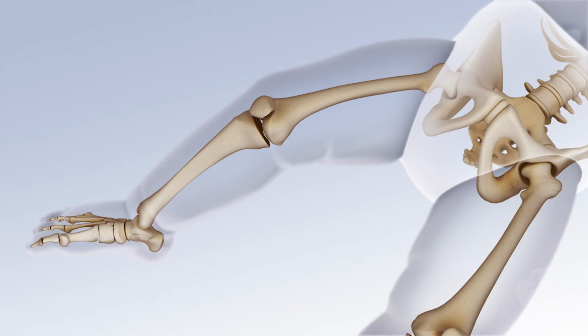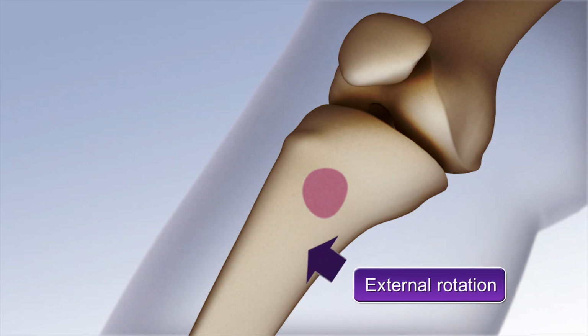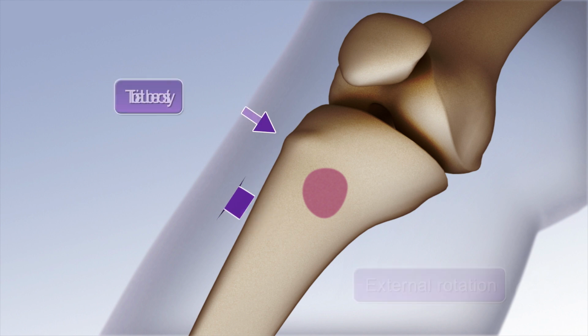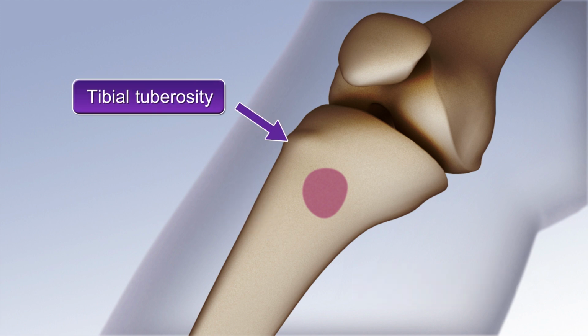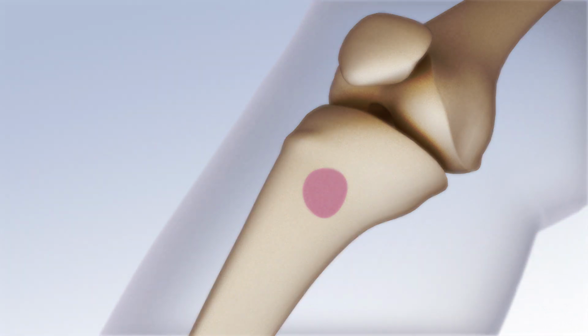Many sites are appropriate for IO infusion. See your device-specific instructions for a list of approved sites. For children, the most common site is the proximal tibia. In order to access this site, position the leg with slight external rotation. Identify the tibial tuberosity just below the knee joint. The insertion site is the flat part of the tibia about 1 finger width, or 1 to 3 centimeters, below and medial to this bony prominence, so as to avoid injuring the growth plate.